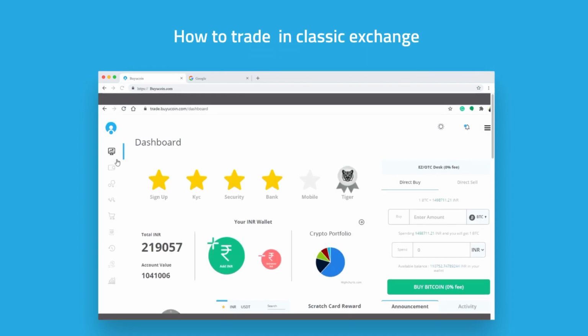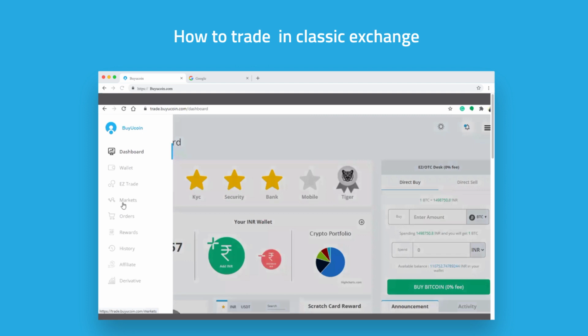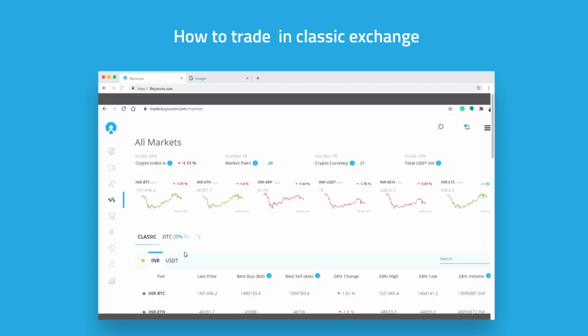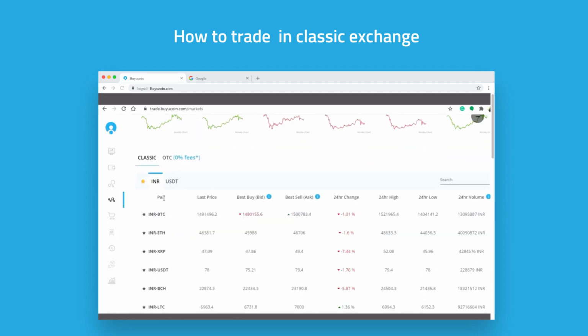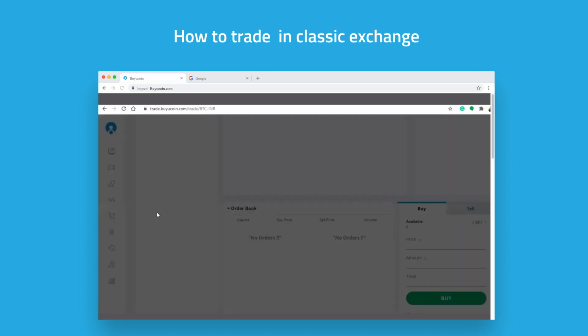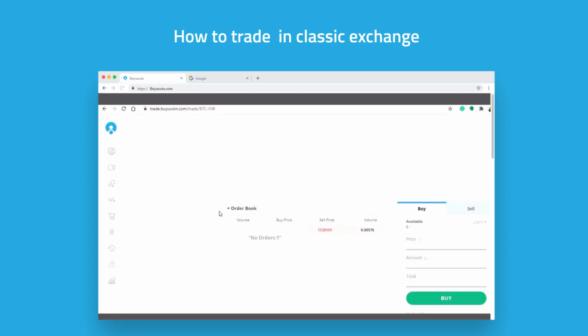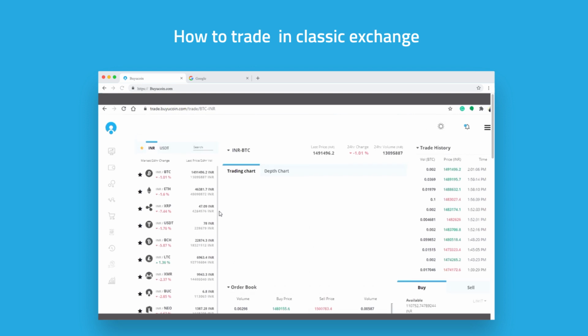Today we will talk about how to trade in Classic Exchange. From your dashboard, go to Markets. Here you see Classic and OTC markets. Choose the cryptocurrency which you want to trade. You will be redirected to the market page where you see the trading chart, order history and the order book.